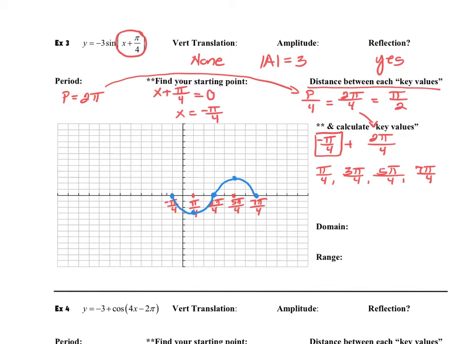Now, this graph is going to go on and on, so we should put some arrows there on the end. Sometimes your teacher will want you to continue this again in this direction, or maybe make another 2 periods and keep going. Again, it depends on your teacher's instructions. So our domain of a sine graph, remember, is always negative infinity to positive infinity. The range we can now read on our graph is -3 to +3 because this graph has been stretched out.